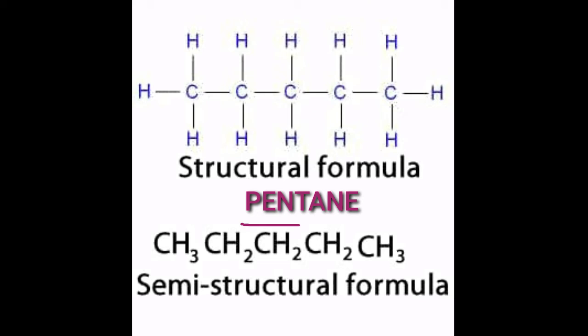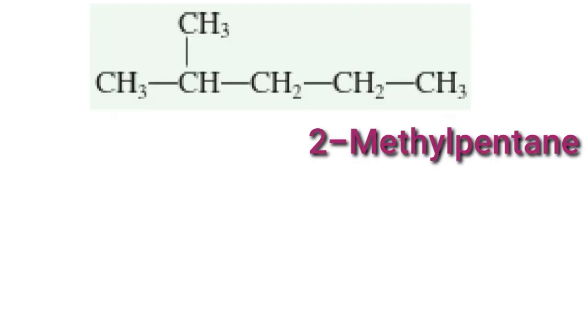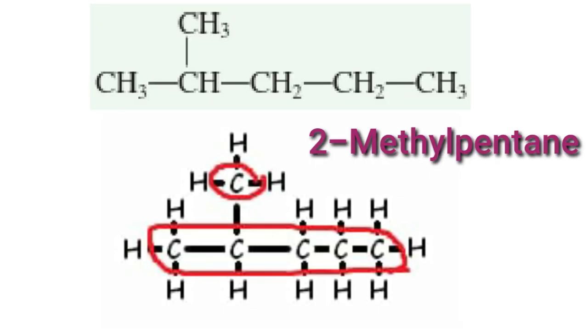Step 2. All the bonds between carbon atoms are single bonds and thus the suffix is ane. So its name is pentane. Example 2. The compound is 2-methylpentane.